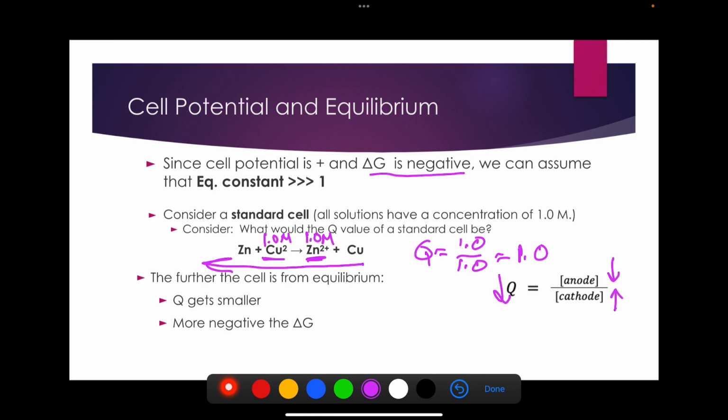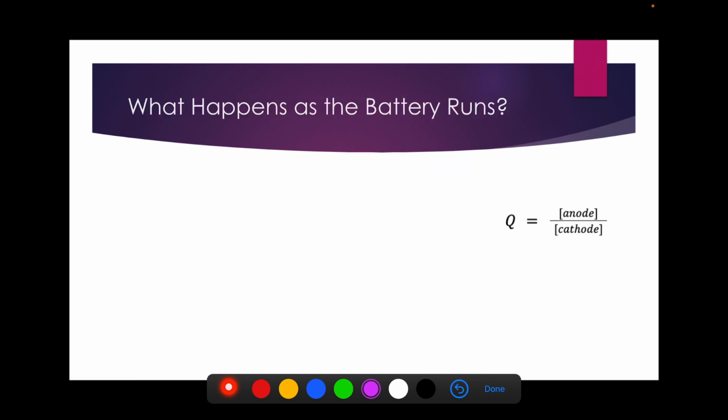This also means that our delta G is getting more and more negative. The reaction is getting increasingly spontaneous, increasingly thermodynamically favorable. This also increases the cell voltage.